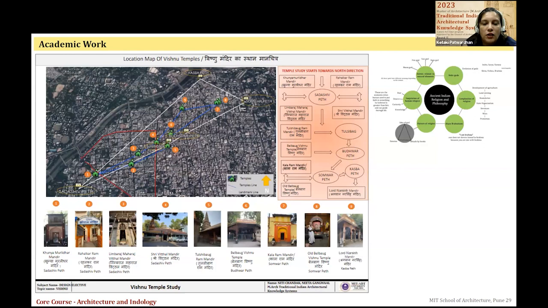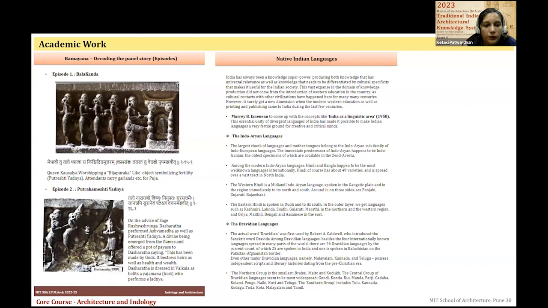We also talk a lot about ancient Indian religion and philosophy and its influence on architecture. So there are experiential or immersive sessions where we explore concepts of ancient Indian religion and philosophy. We also get into understanding stories through decoding panels. There are sculptural panels that we take and we try to understand what kind of story they are trying to tell us.